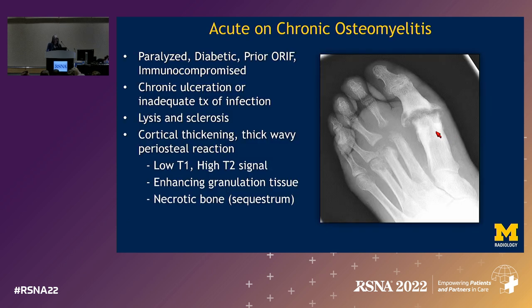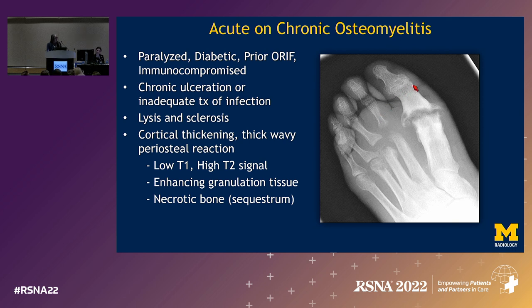And similar findings on T1, we see effacement of that cortex. So one thing that can confuse people is the presence of acute on chronic osteomyelitis. Chronic osteomyelitis tends to occur in patients who are paralyzed or are diabetic, or who have had prior internal fixation of a fracture, or those who are immunocompromised. In this setting, we see chronic ulceration or inadequate treatment of infection.